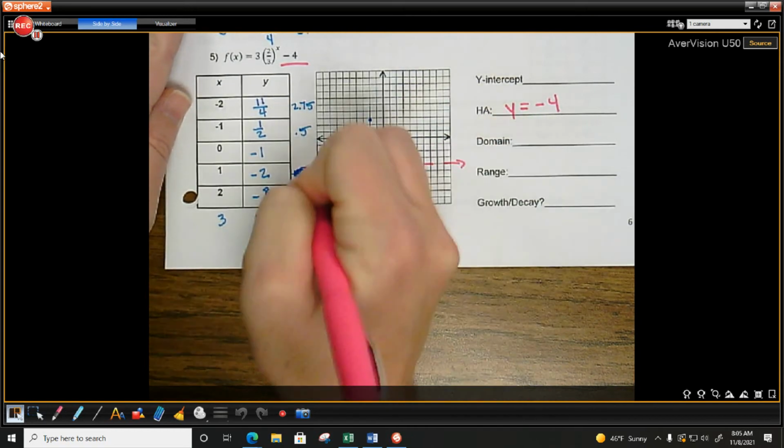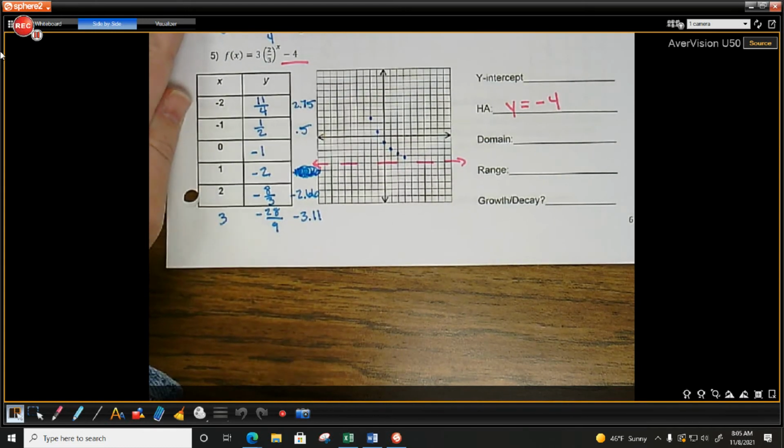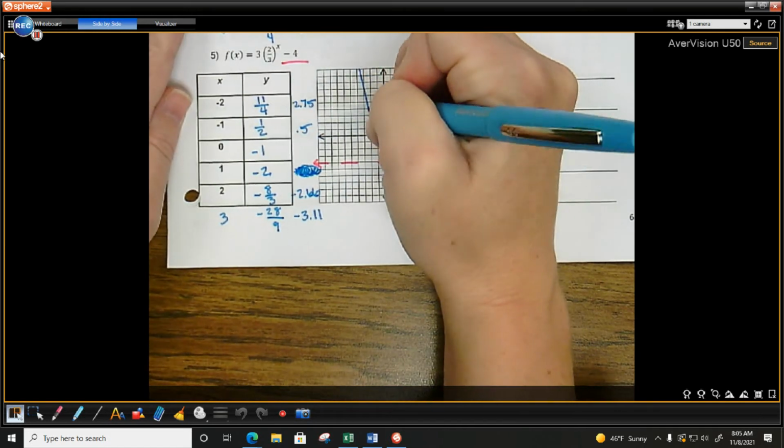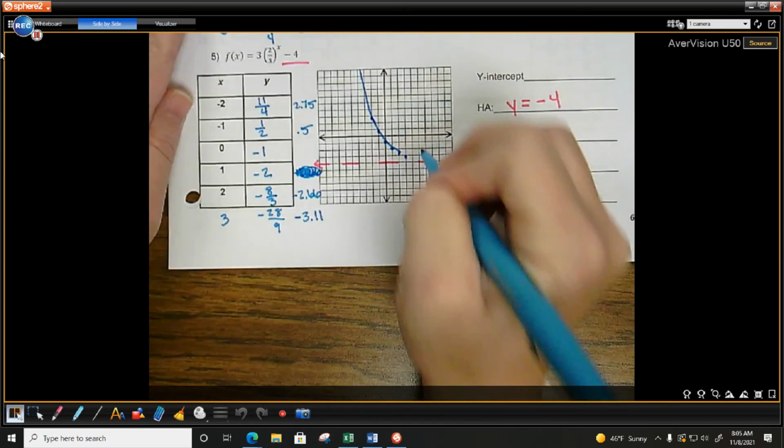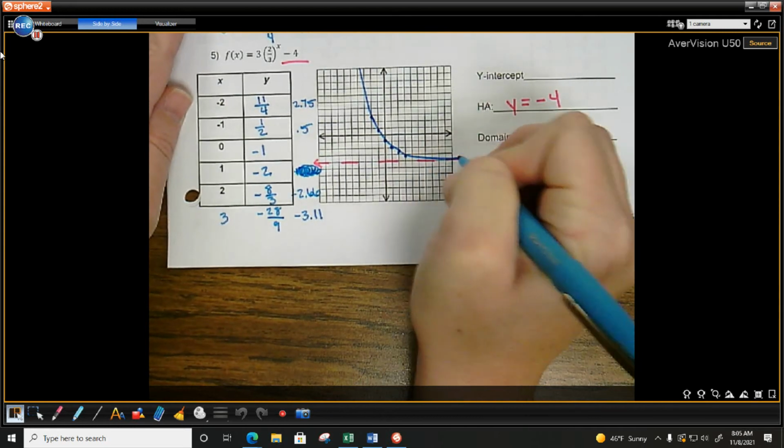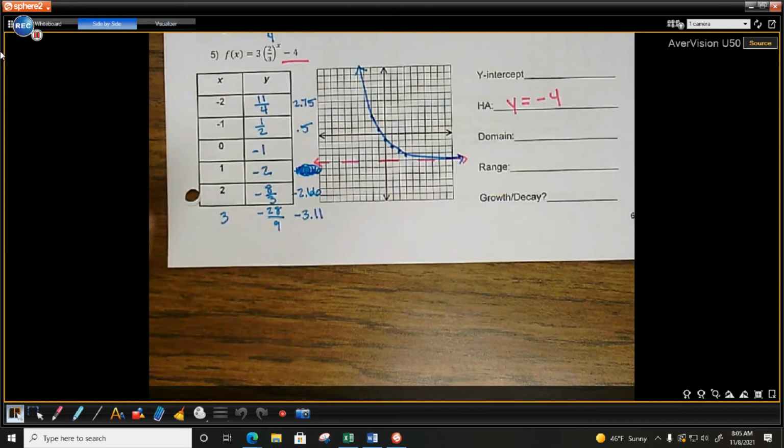Are we allowed to cross that boundary line? No, we get super close, but we don't cross it. We don't ever get below it. Again, I'm not going to be super, super strict on our graphing, other than, are you allowed to cross your horizontal asymptote? No, your whole graph needs to be above it. Your whole graph needs to be below it.